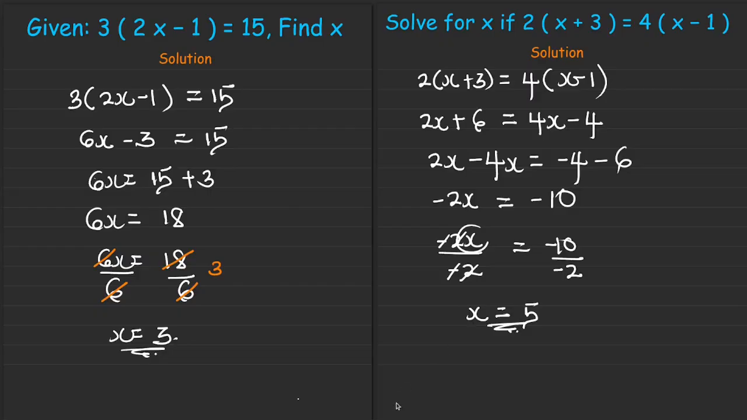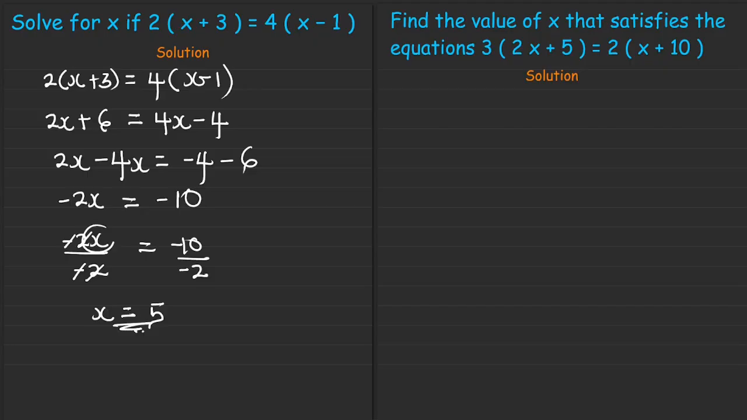Let's solve one last one, and then I'll give you some exercises so you try on your own. So for our last question, it says we have to find the value of x that satisfies the equation 3 into bracket 2x plus 5 equals 2 into bracket x plus 10. We would solve, after which we will substitute to prove that it really satisfies the equation. You can always use that method to be sure of your answers.